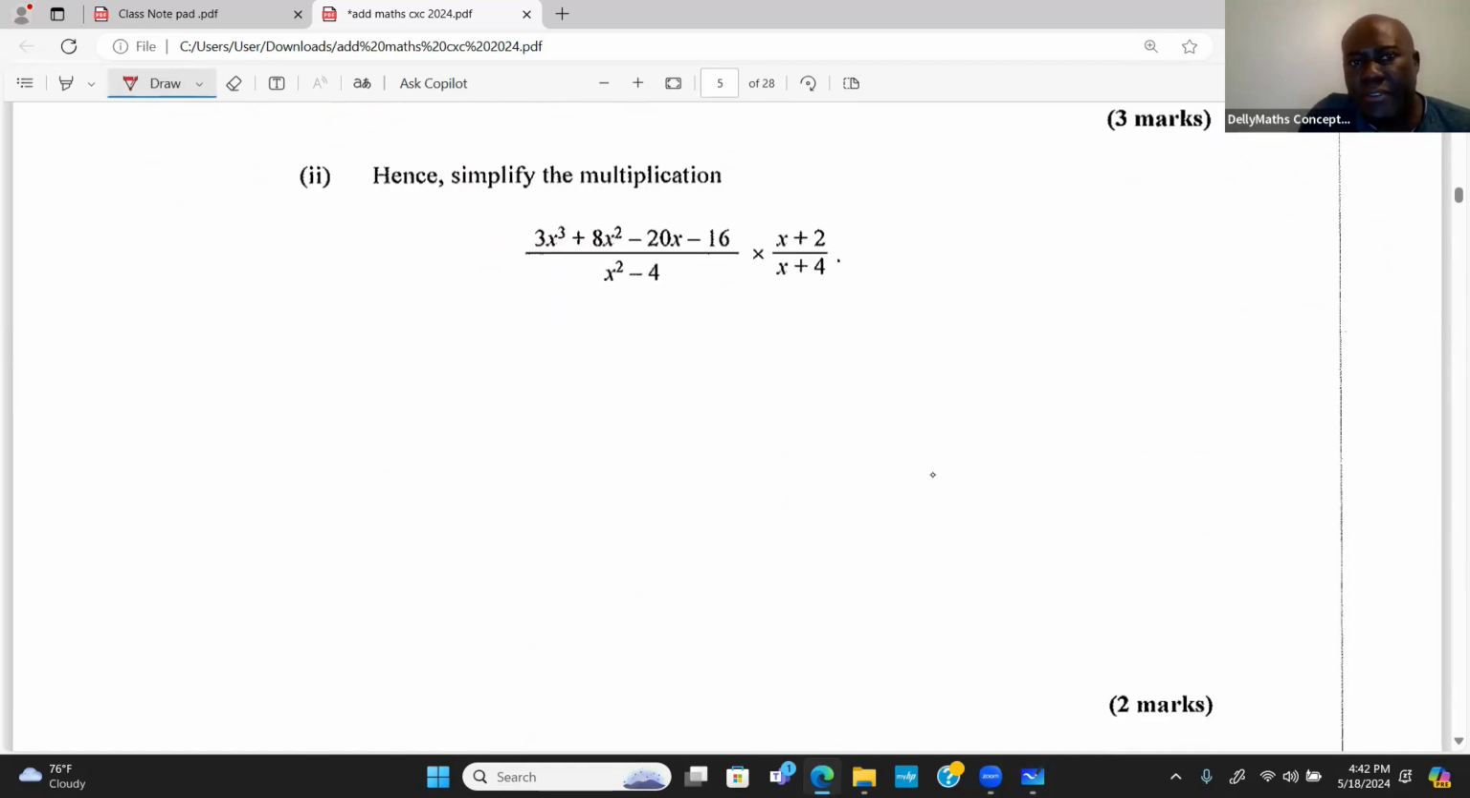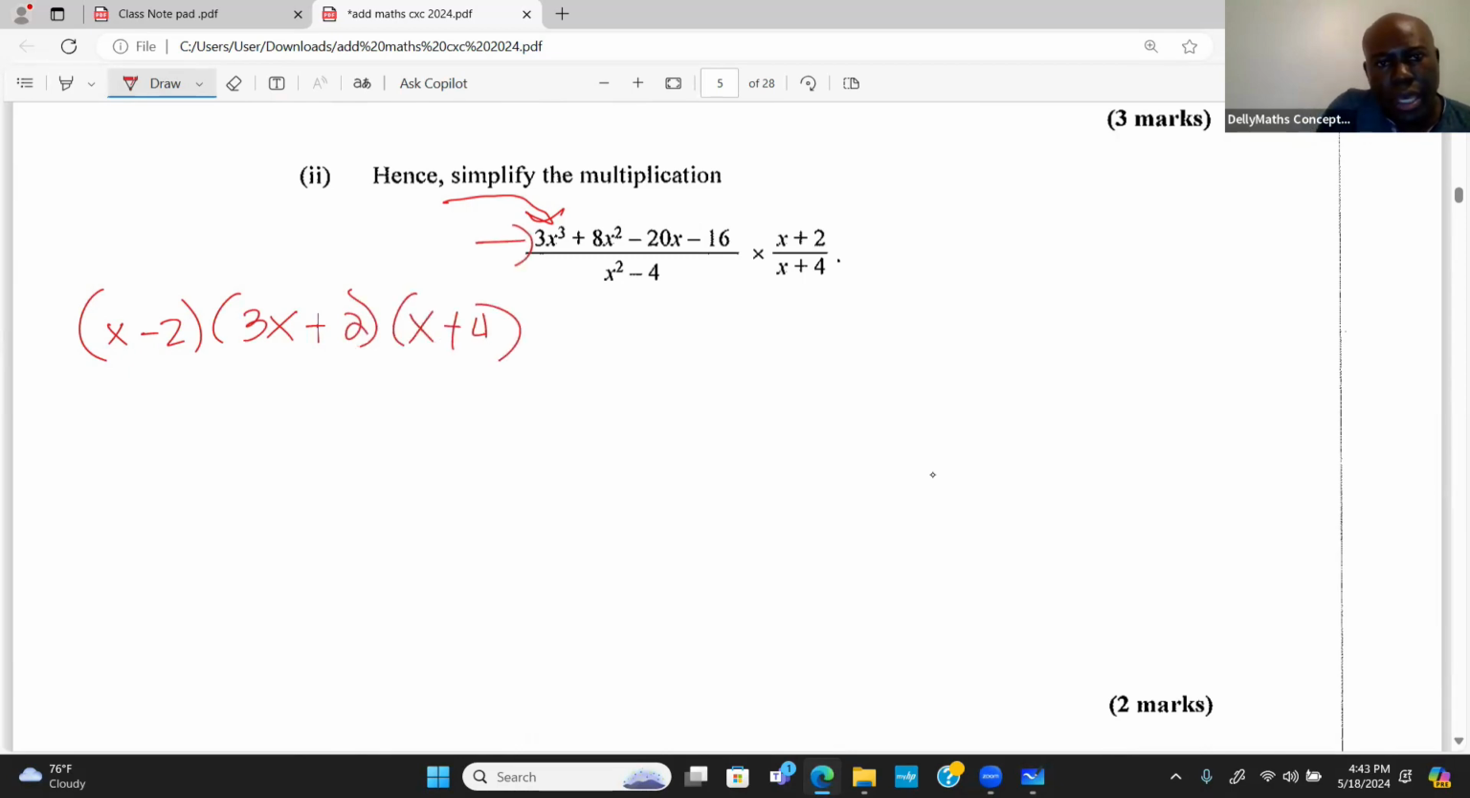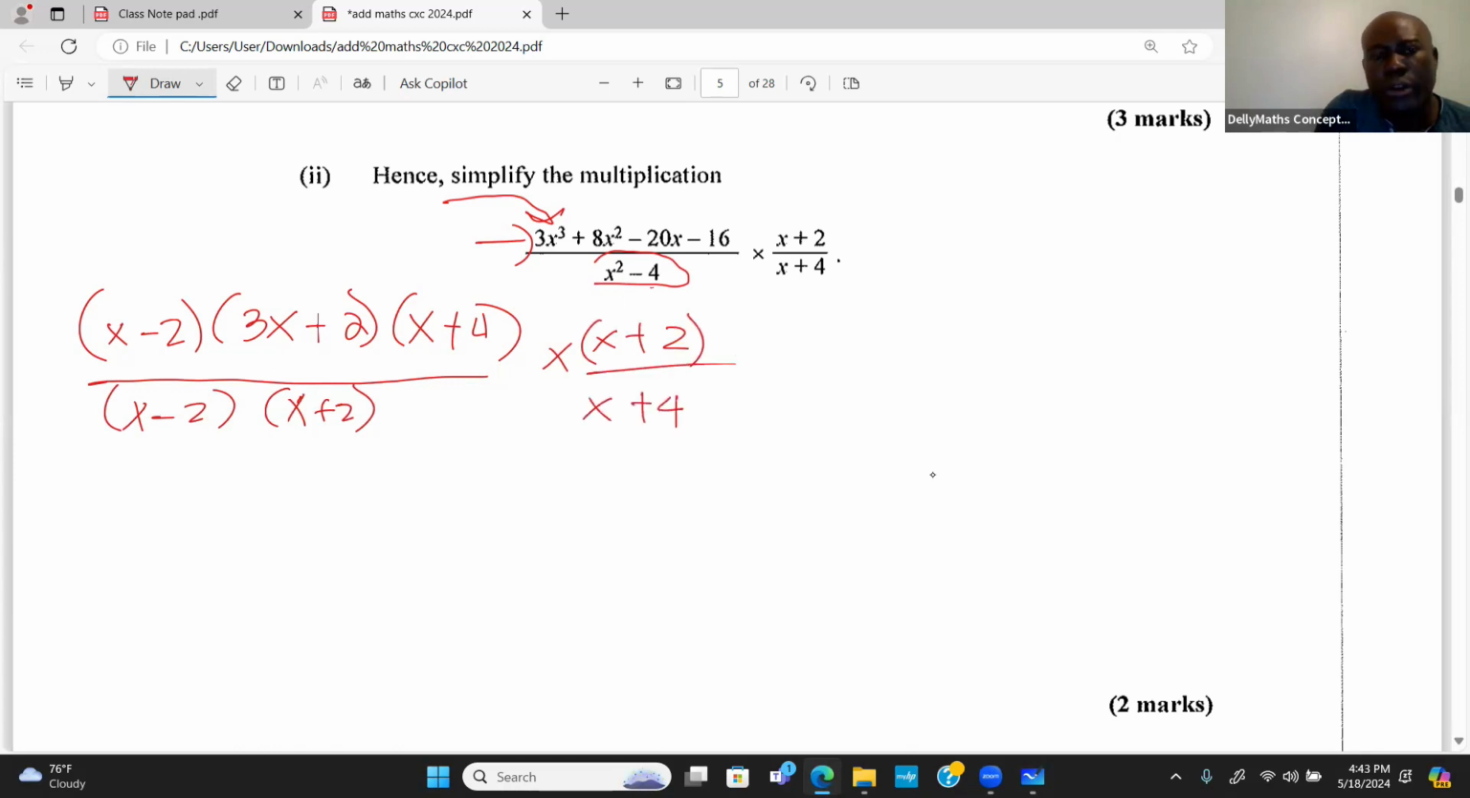It says, hence, simplify the multiplication. Hence would have meant using those same responses. So we're going to substitute this here, which is x minus 2, 3x plus 2, x plus 4. I just substituted for that over this, which is the difference of two squares. So I'm going to represent it as x minus 2, x plus 2. I'm factorizing the difference of two squares here, and then that will be multiplied by x plus 2 over x plus 4. So as you could see there, we have that.